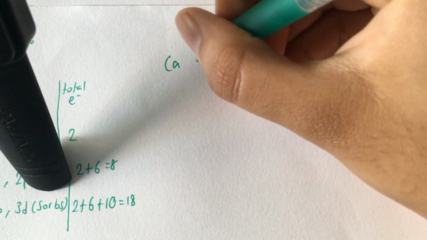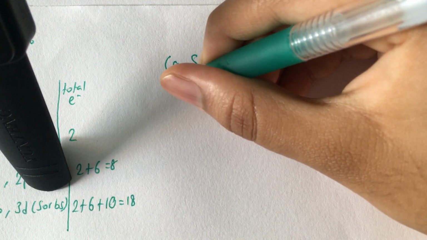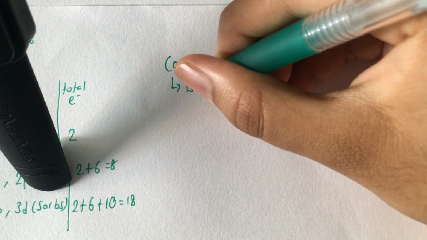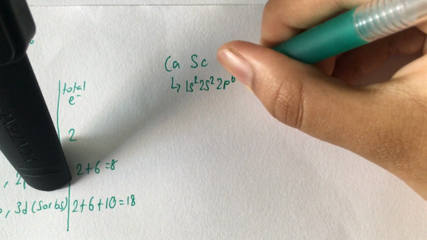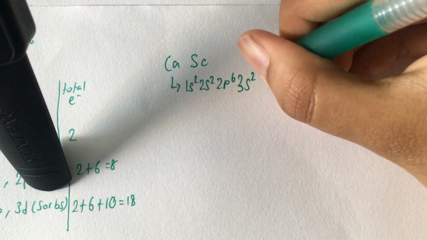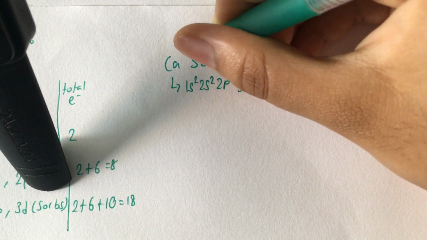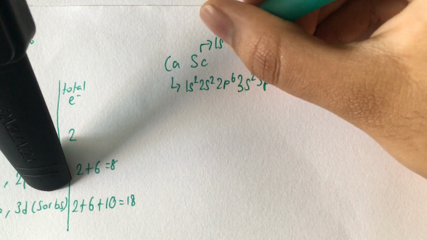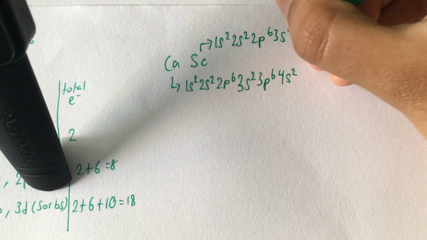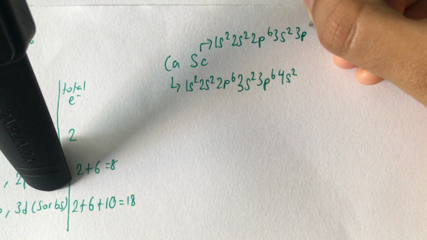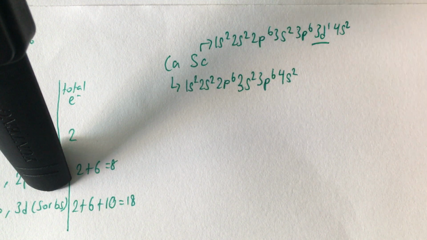writing all the 1s2, 2s2, 2p6, 3s2, 3p6, and then 4s2. You don't write any 3d. And if you're looking at scandium, you'll be writing everything except that there's a 3d1 and a 4s2. That's the difference.